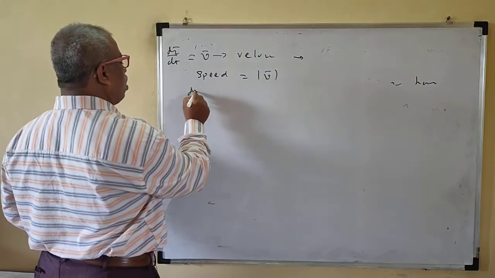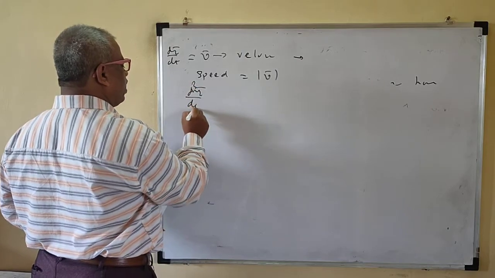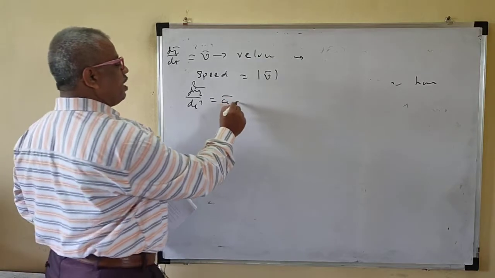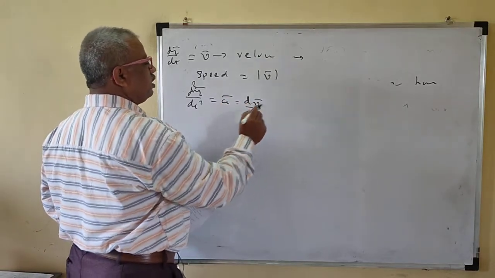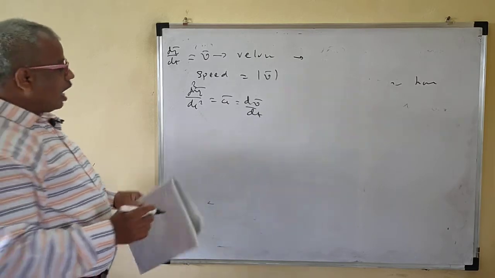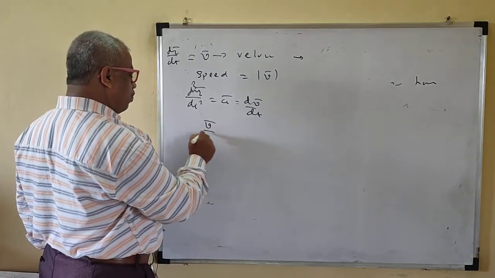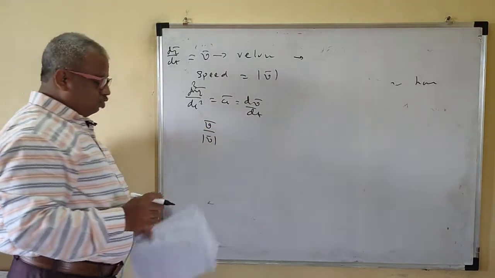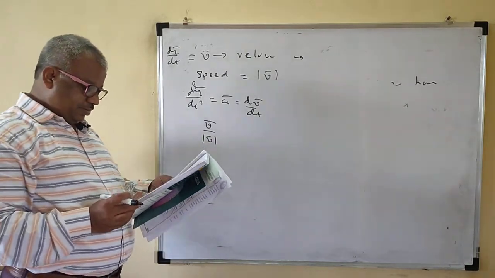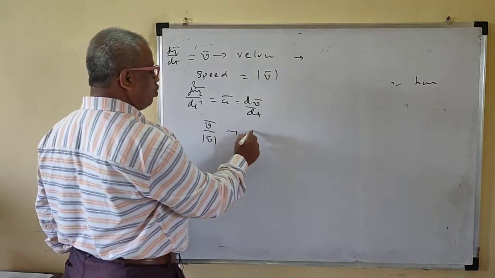So d2 r bar by dt square is a bar, that is the acceleration. This is the same as dv bar by dt. This is the acceleration, so note that. And v bar upon the norm of v bar is the unit vector, and this is called the direction of motion.